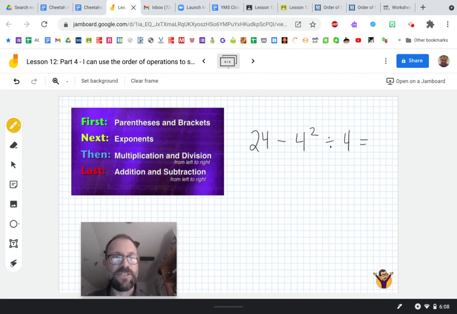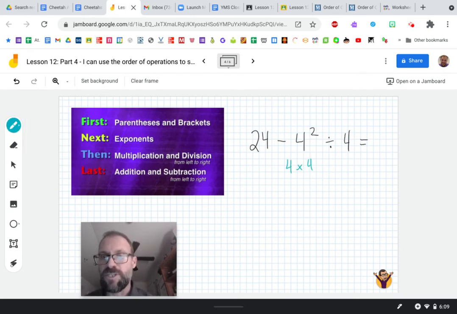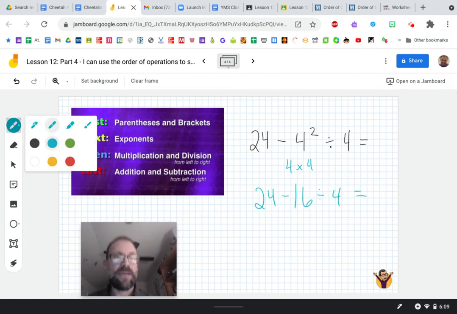All right, let's do the exponent first. We'll do 4 squared is the same as 4 times 4, right? We'll use 4 2 times, and we'll get 16. Now I'm going to bring down everything else. The 24 minus 16 divided by 4 equals. And I'm ready to move on to the next step.